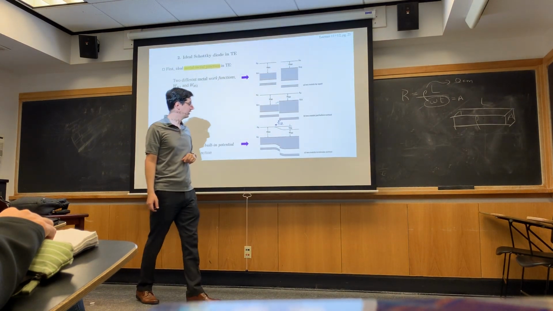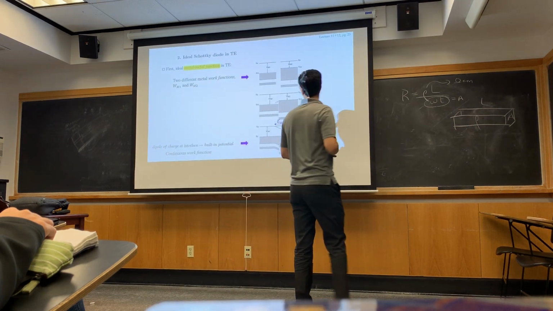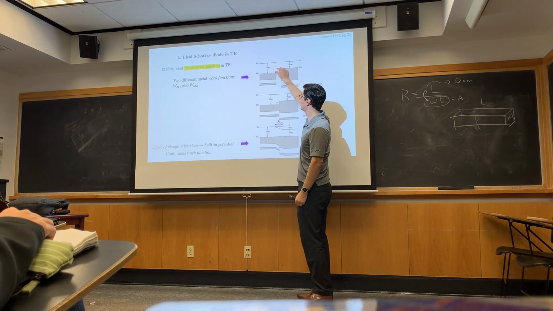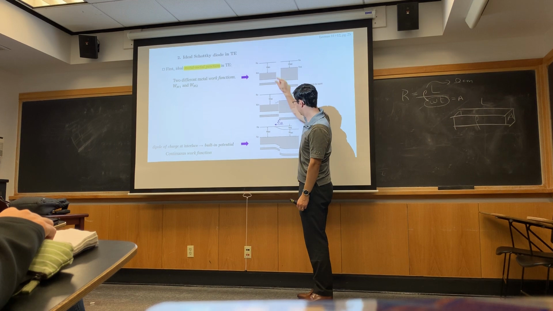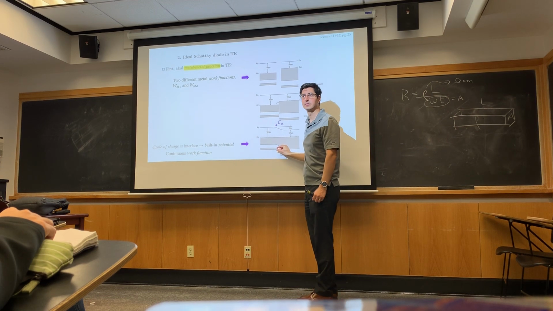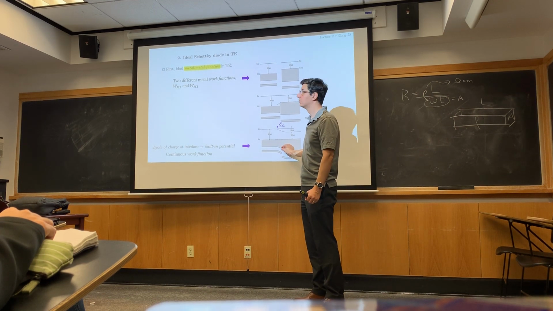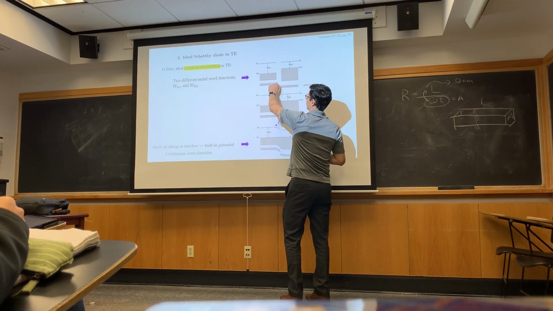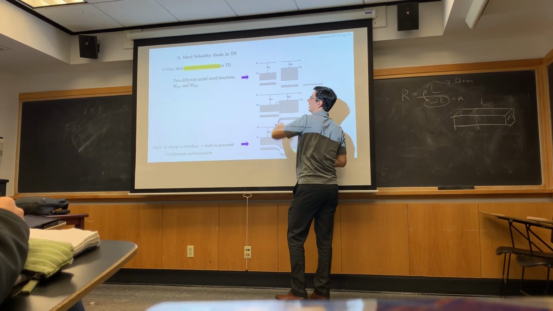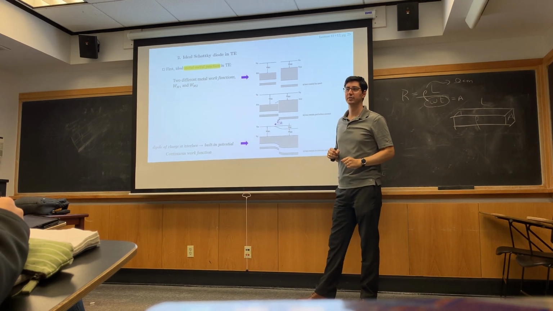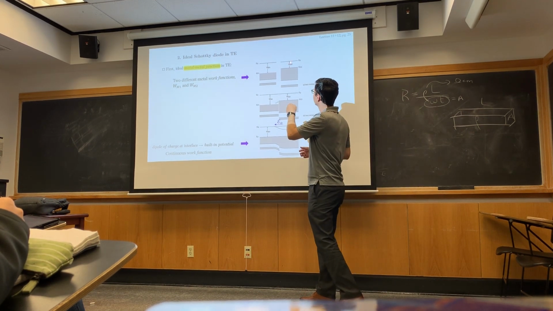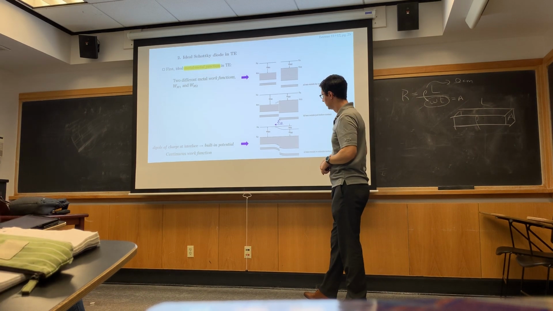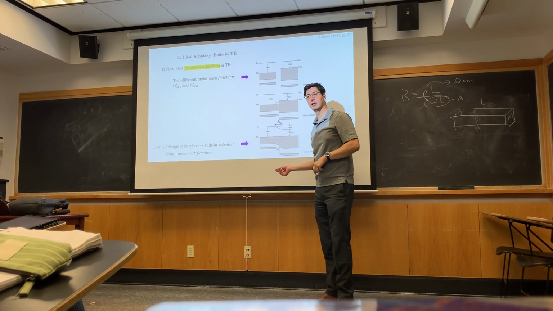Now, the band offsets are maintained. So if I had this much of a band offset, then I'm still going to have that. If I had the offset from here to here, that's a material property. These are all to the same reference, right? And so I'm still going to maintain that offset.